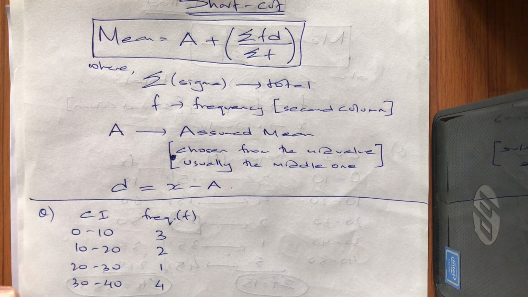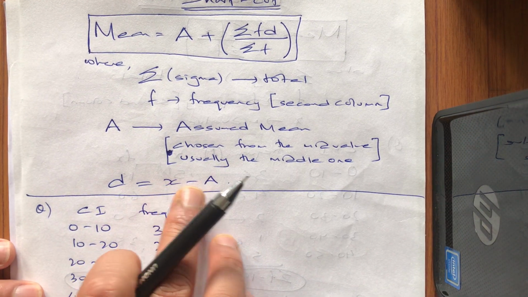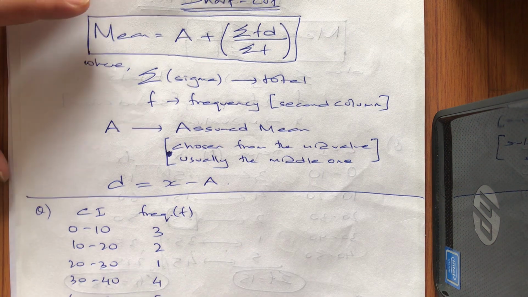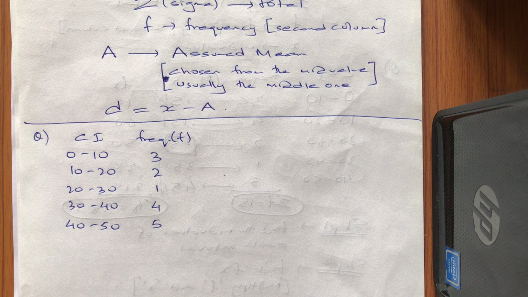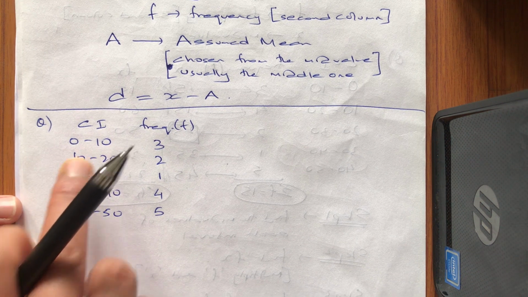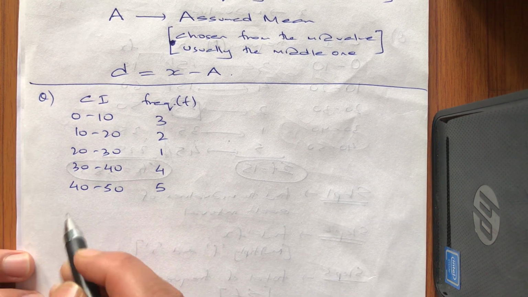So now, what is D? D, the formula is x minus A. Now how to get all this will come one by one. Okay, so now let's say for example, if this is the question and it says find the mean using the shortcut method. So again, the various steps.